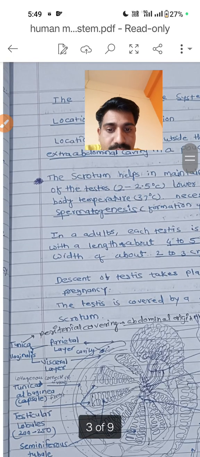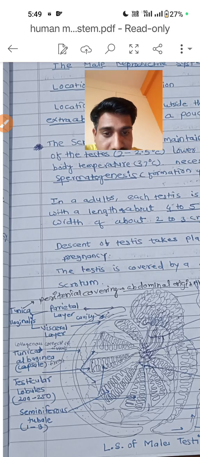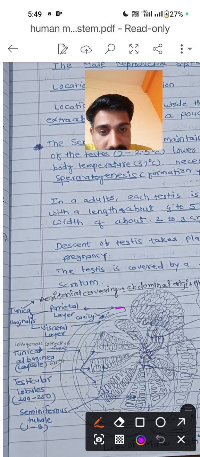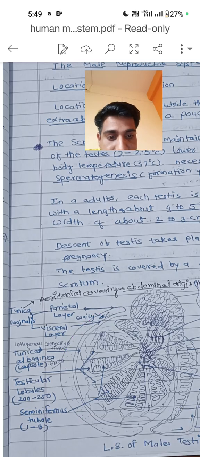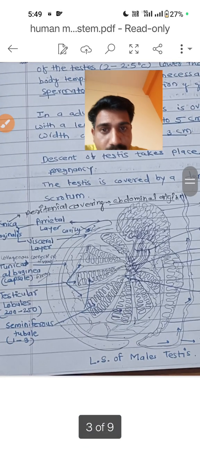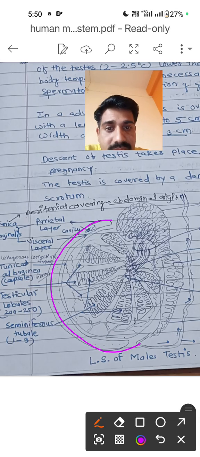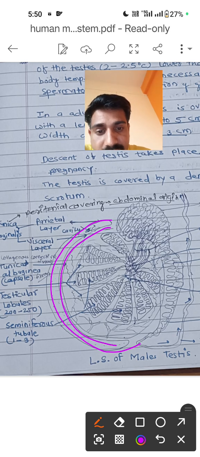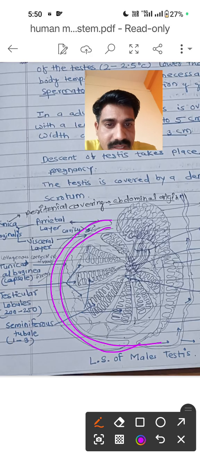The first layer is the tunica vaginalis. It is a partial layer, not a continuous layer. You can see here, this is the partial layer. The outermost layer is known as the parietal tunica vaginalis, and the internal layer is known as the visceral tunica vaginalis. It is not continuous in nature, it is partial.